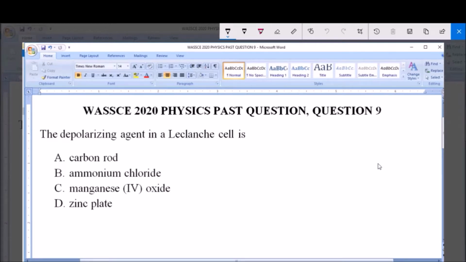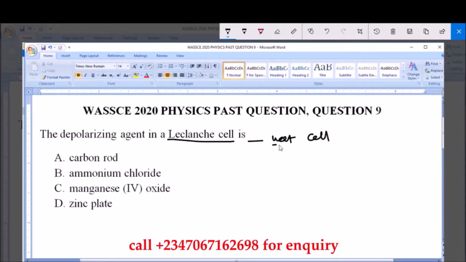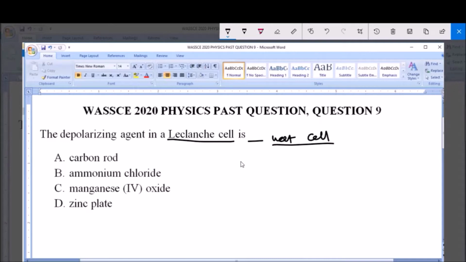Now, a Leclanché cell is a type of wet cell. Although we have the wet and dry Leclanché cell, the Leclanché cell described here is the wet Leclanché cell. Now, this Leclanché cell has various components. That is, its positive terminal, its negative terminal, the depolarizing agent, and the electrolyte. But the question is asking us to identify the depolarizing agent in a Leclanché cell.